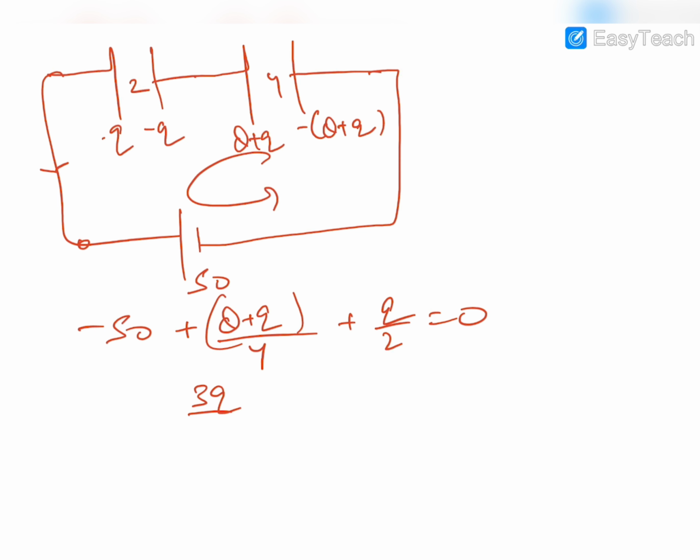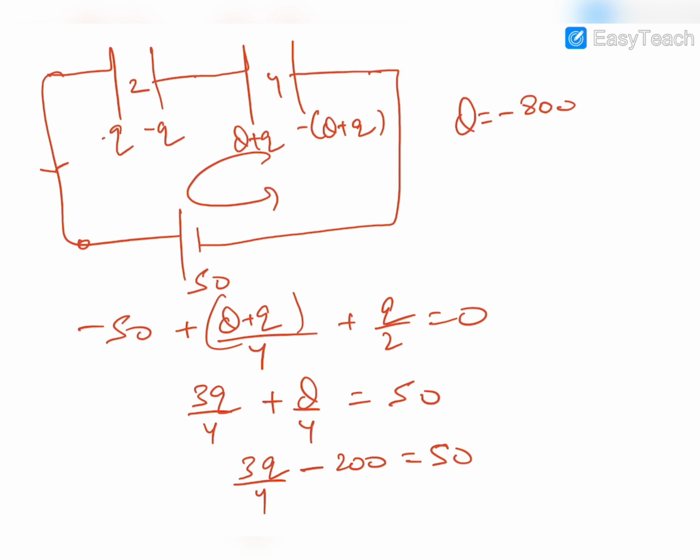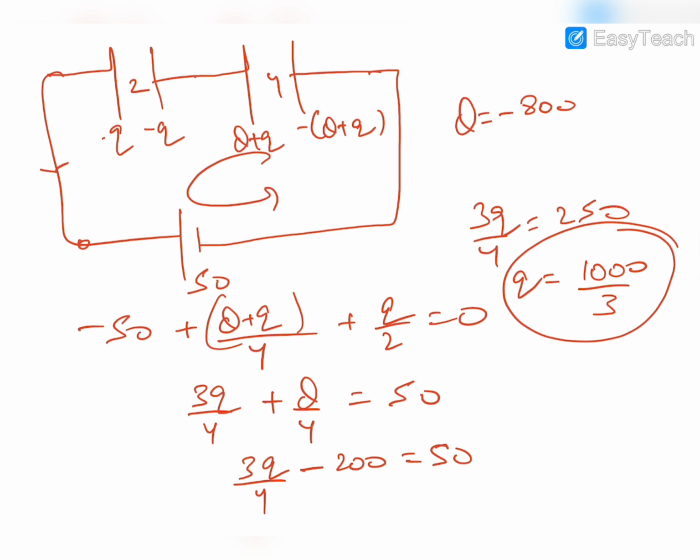So 3Q by 4 plus Q by 4 is equal to 50, and Q we know is minus 800. So 3Q by 4 minus 200 is equal to 50. 3Q by 4 is equal to 250, and Q is equal to 250 into 4 by 3, which is 1000 by 3. This is Q. Okay, so this is the final charge on this plate.